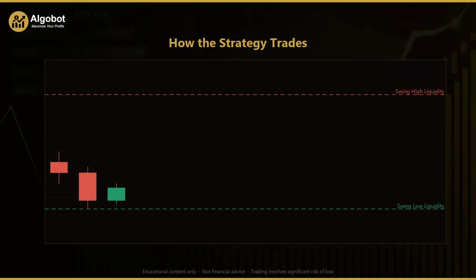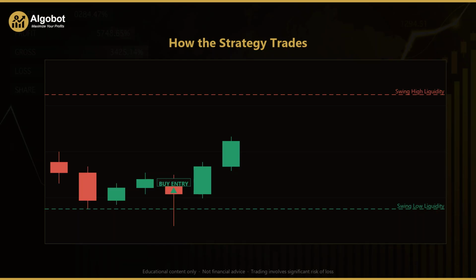Notice there is no indicator panel here, because this strategy reads structure directly. Early on, price carves out a swing low, and the green dashed line marks that level, where sell-side liquidity is resting just underneath. A few candles later, price dips below that green line, sweeping the stops that were sitting there, but it cannot hold the breakdown. The candle closes back above the level and finishes higher than it opened.